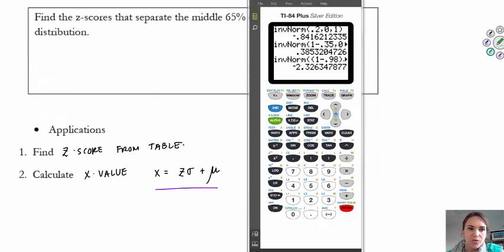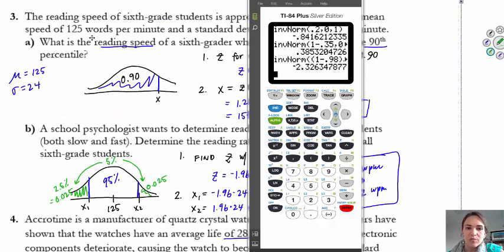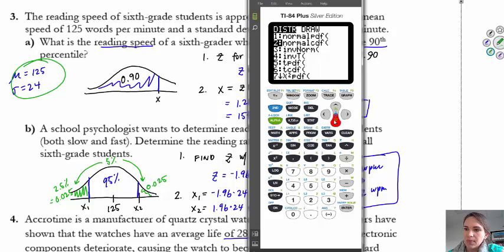This is very helpful when we have a distribution that's not normal. So if we look at these reading speed situations where we have a different mean and standard deviation, we can put it right into the inverse normal. It skips the step of having to find the z value. We completely skip the standard normal distribution.